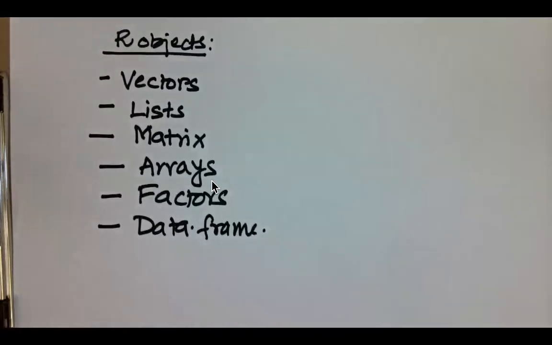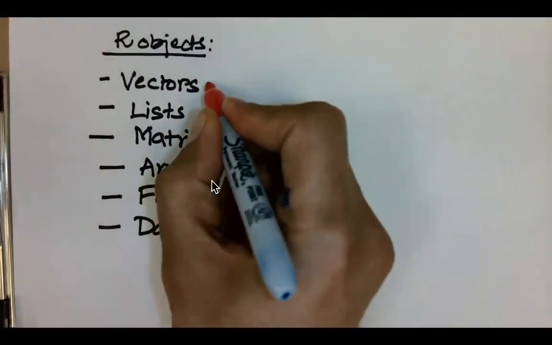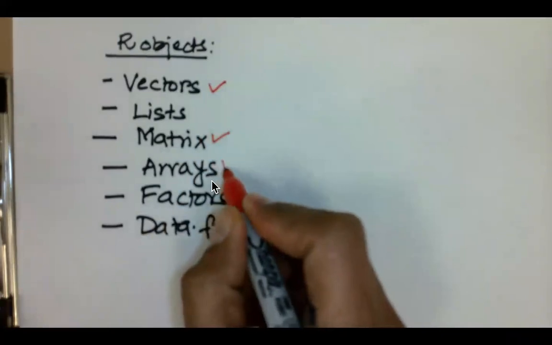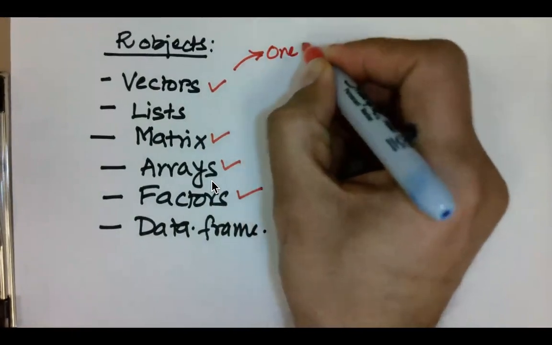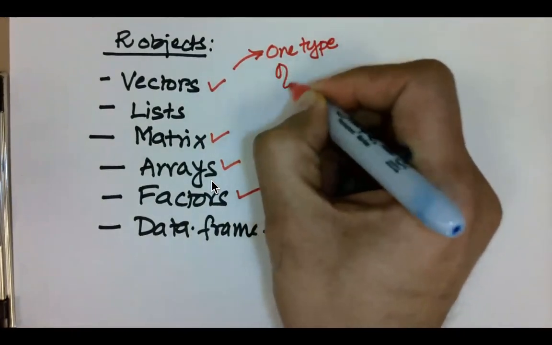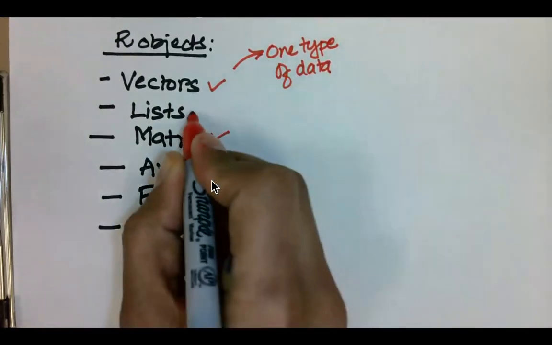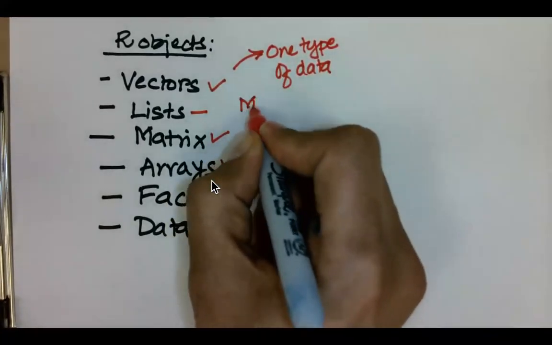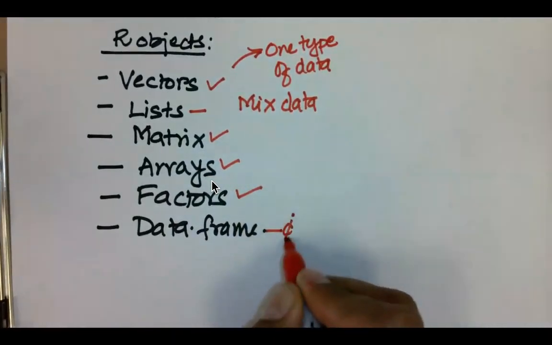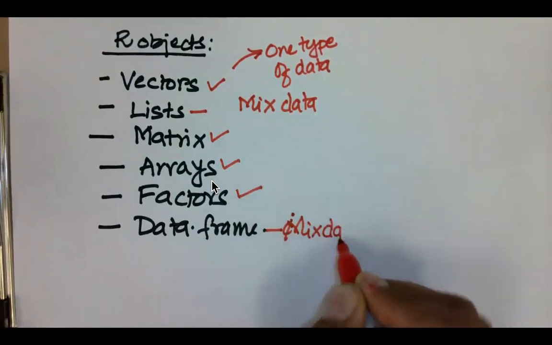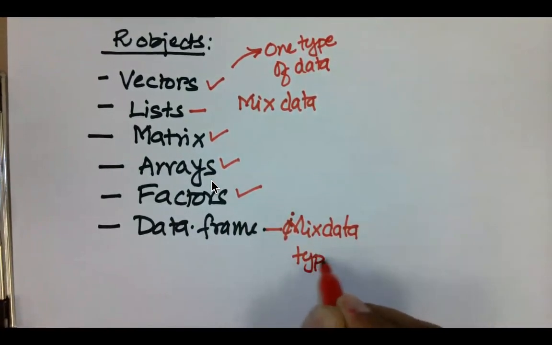These are the different object types in which we store our data, whether it's any kind of data we want to import into R. Vectors, matrix, arrays, factors: these have only one type of data inside them. And lists and data frames could have mixed data types. I'll talk about what the different data types are. And again, this one is mixed data type.